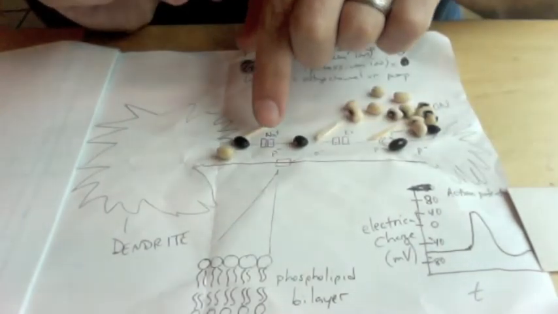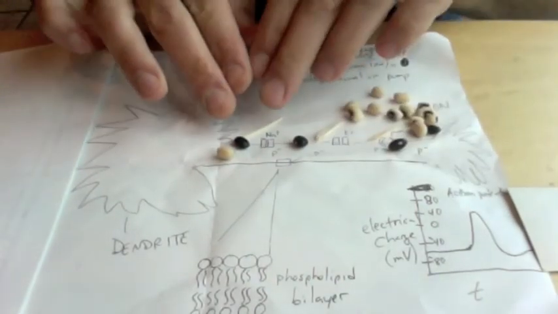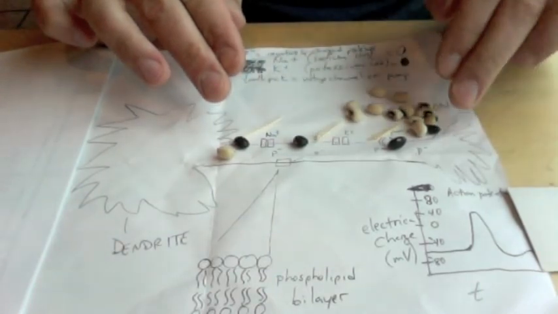Now, even though I've only shown three different gates here, the sodium and potassium gates and this pump here, there are several of them down the length of one neuron.